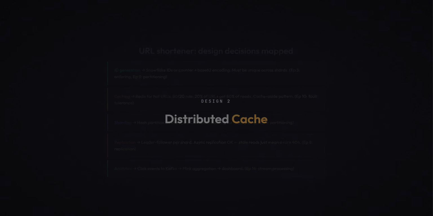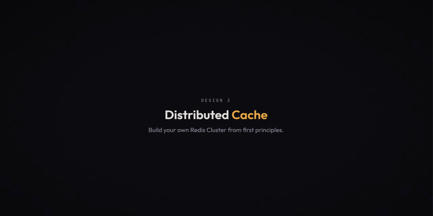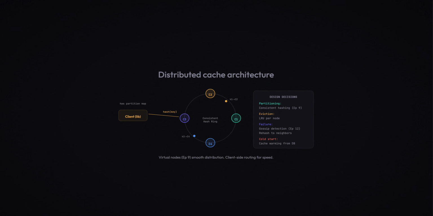Design 2. A distributed cache. Think Redis cluster, but from first principles. This design is almost entirely about partitioning and failure handling. The architecture is a consistent hash ring with cache nodes. The client library hashes each key and routes directly to the owning cache node, no proxy in between. Client-side routing for minimal latency.